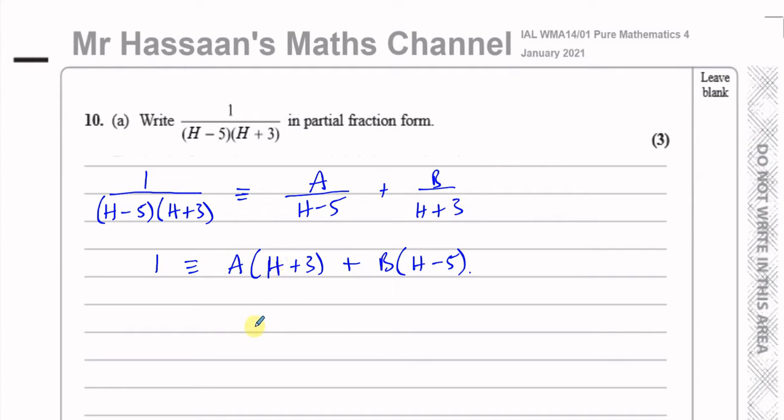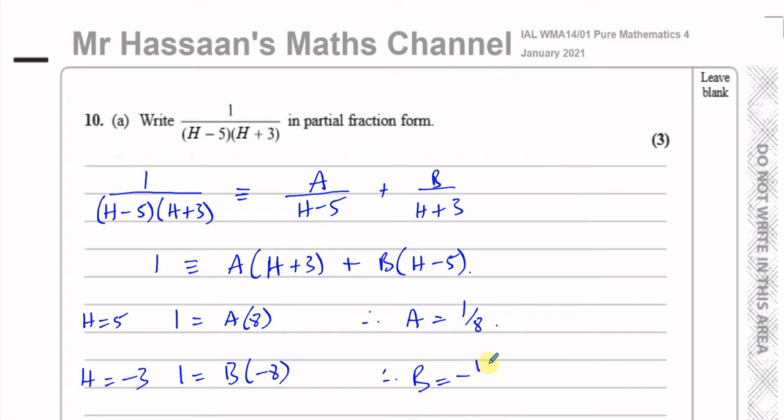Probably in this case the easiest technique is to substitute, for example, h equals 5 into this whole identity. Then this will become 0, and I'll be left with 1 equals a times 5 plus 3, which is 8. So a is equal to 1 over 8. If I put h equals negative 3, then this term will disappear and I'll be left with 1 equals b times minus 3 minus 5, which is minus 8. So b is equal to negative 1 over 8.